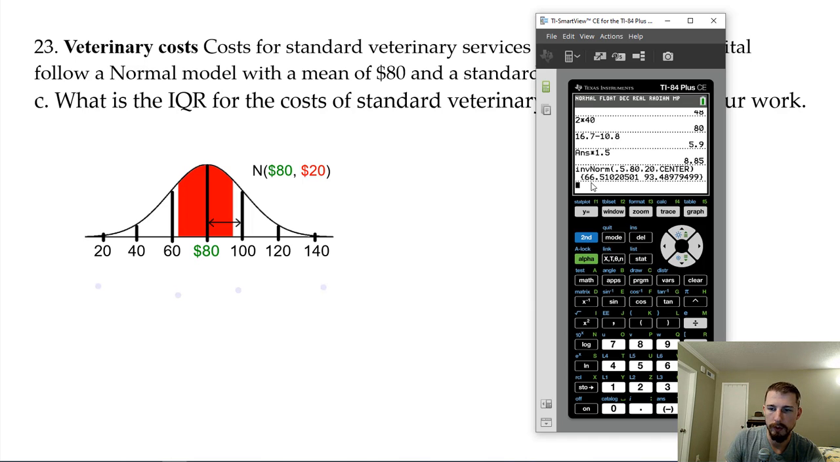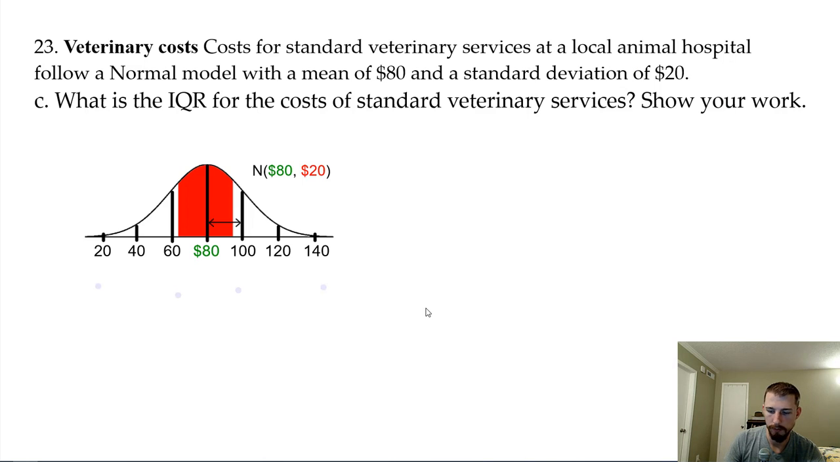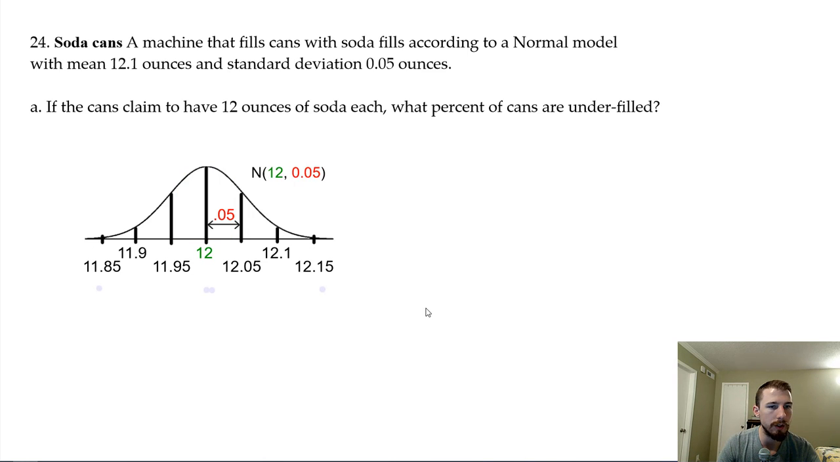So from $66.51 to $93.49. So that would be the interquartile range, the difference between those two, right? Because those are our first and third quartile. So you can write them down and then subtract the two. No big deal. All right, soda cans, last one.